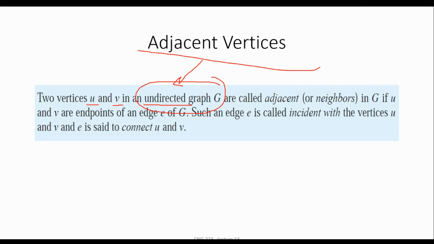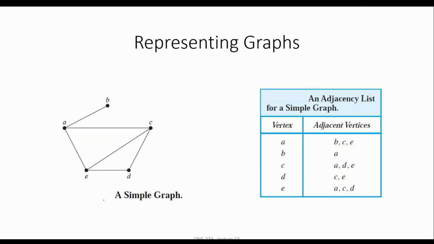What do we mean by adjacent vertices anyway? They are called adjacent or neighbors in G if U and V are endpoints of an edge. So it means that two points or two nodes, two vertices which are connected to each other. These two vertices in an undirected graph, we can call them adjacent vertices.